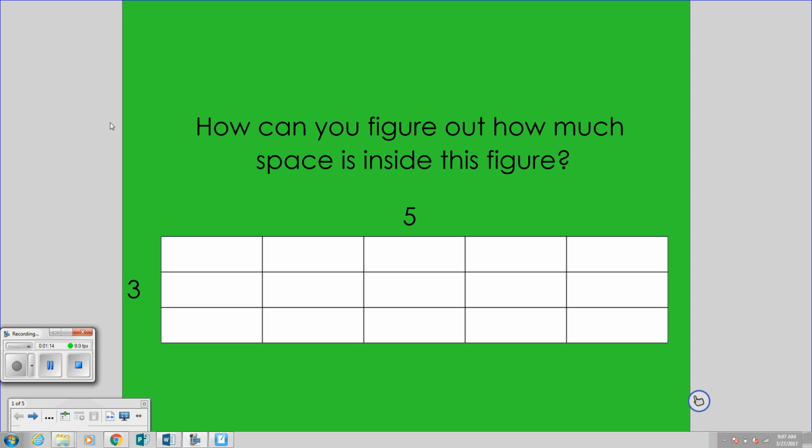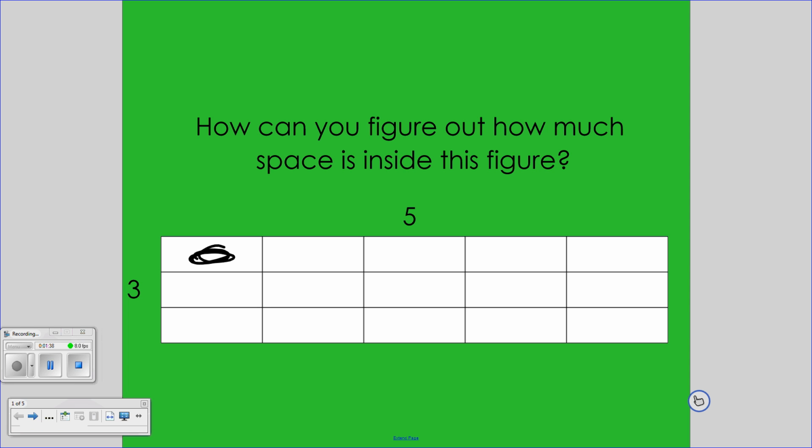How else could I figure out how much space is inside this figure? What else could I do, Caleb? You could just count them. Yeah, I could just count them. Notice that every one of my boxes inside that shape is exactly the same size. It is the exact same box. This box right here is worth just as much as this box. It's worth just as much as this box. I don't have one giant box and then a lot of little boxes. They're all the same size.